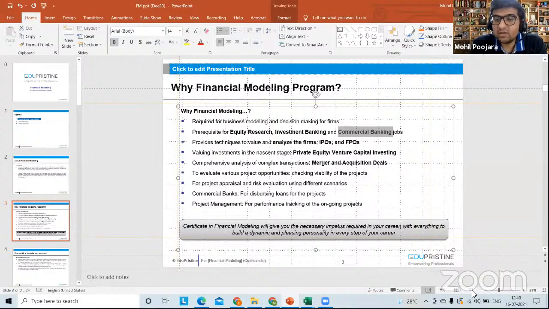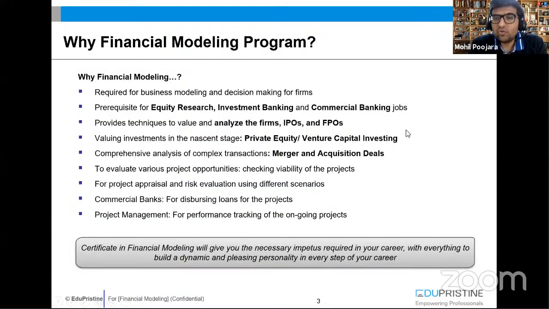Banks are one of the most popular sources of funding for firms. And before they release a loan or a debt, and I'm not talking about your house loan or your personal loan or your vehicle loan or an education loan. I'm talking about loans that they give to corporates. They also build models to understand whether the company will be able to repay the loan that they've taken or not, whether the project or the company that's asking for the loan has a strong enough business model to generate enough cash to be able to repay the money that they're taking from the bank. If they're not going to be able to repay the money that they're taking from the bank, then in that case, the bank will not give them a loan, right? So commercial banking jobs also require knowledge of financial modeling.